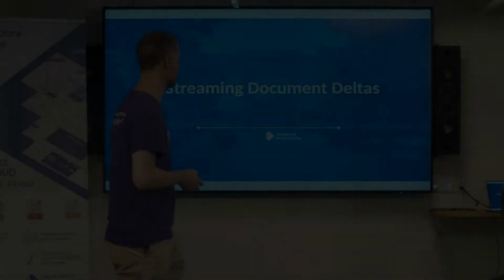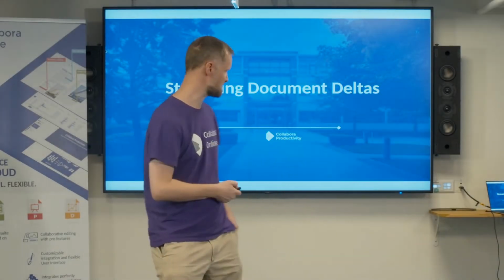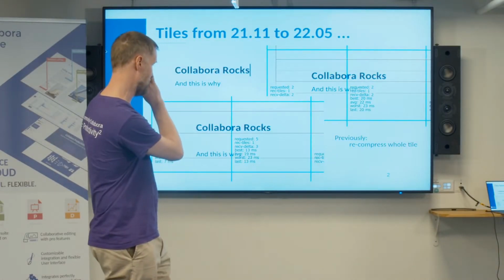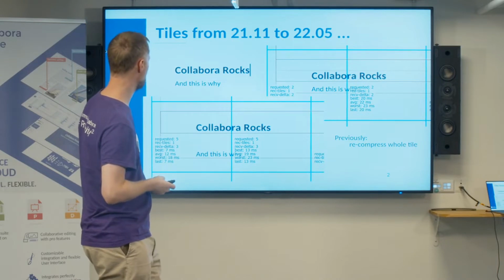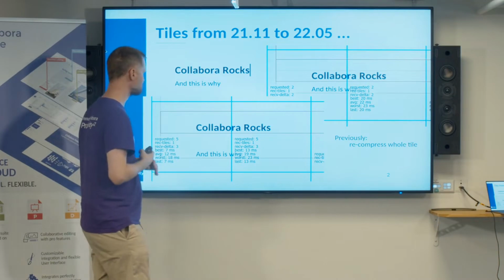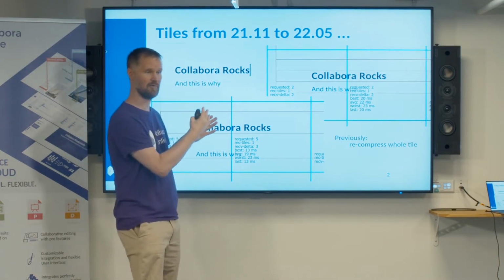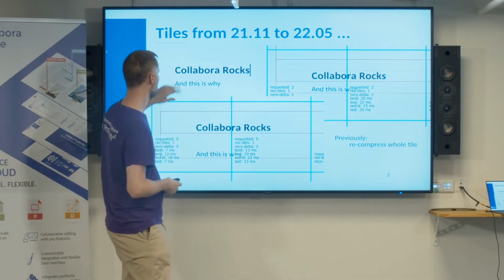Cool. So I'm going to talk about document deltas. They're not really document deltas. They're kind of tile deltas. So from 2111, all the way up to 2111, when you type, you end up with something like this, and your cursor is an overlay on top of the tiles. It's just drawn on top, and the rest of it are pixels.